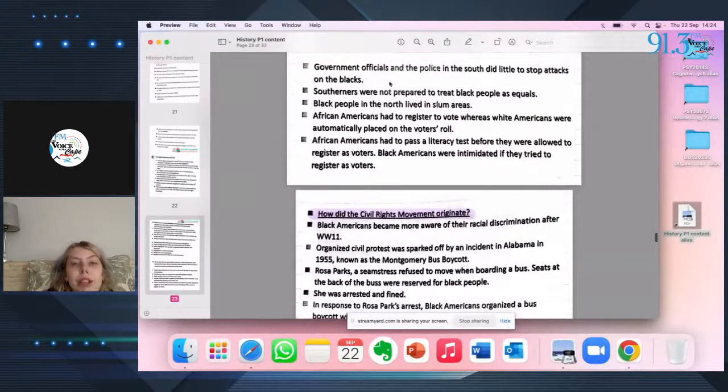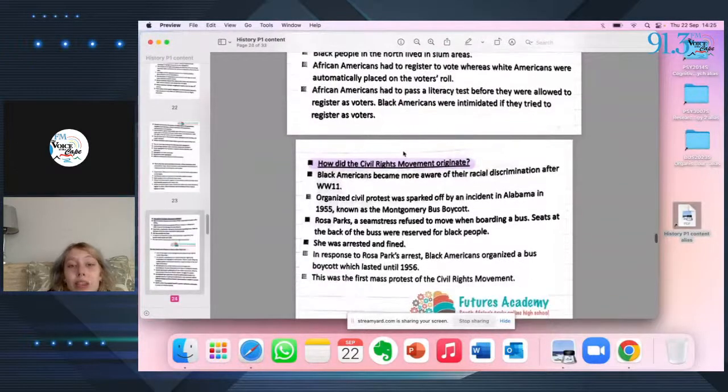The government officials and the police in the South did little to stop these attacks. Southerners were not prepared to treat Black people as equal, and conversely, Black people in the North lived in slum areas. African Americans had to register to vote, whereas white Americans were automatically placed on the voters' roll, so they were automatically allowed to vote. And African Americans had to pass a literacy test before they were allowed to register as voters, and were intimidated when they did try to register.